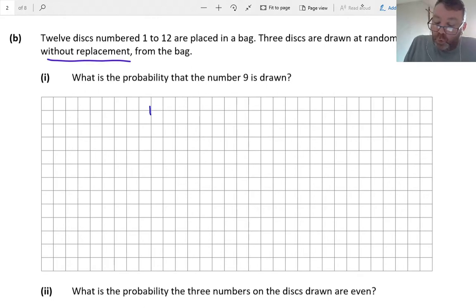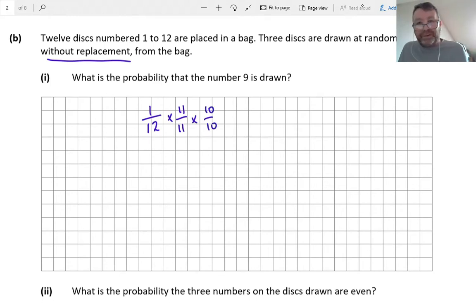There is one out of the 12 that happens to be a 9. If you draw the 9 on the first go, then there are 11 numbers left that are not 9, so 11 out of 11, which is 1. You could write down 11 over 11. And if you take one more out with replacement, that's 10 out of 10. That just means you're multiplying by 1 twice. So the answer is 1 over 12.